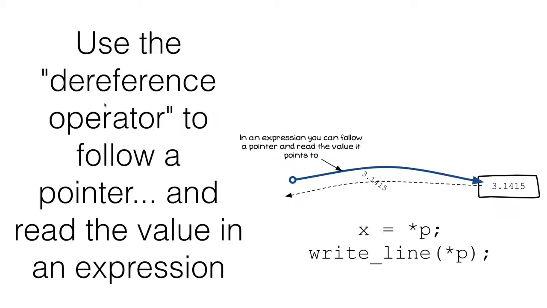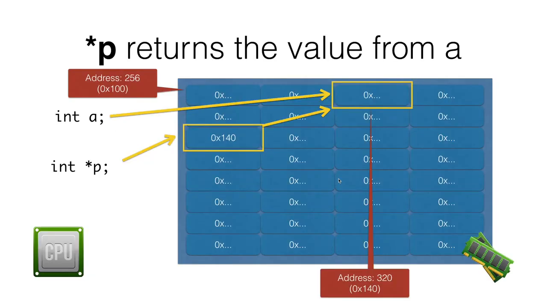We can use the dereference operator to follow a pointer. This allows you to read a value from the thing that the pointer points to. So if I say x is equal to star p, that means dereference the pointer p and get me the value. Follow the pointer, read the value that you find. If we did the same thing here, star p, get the value of p, okay, it's an address, go to that address, read the value that's there. So in this case, if we did star p, it would return the value from the variable a.